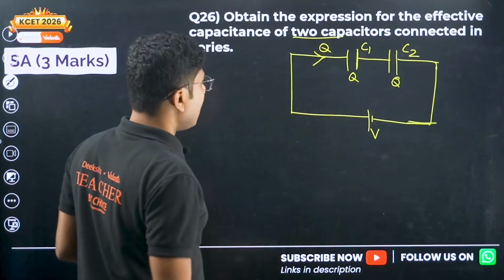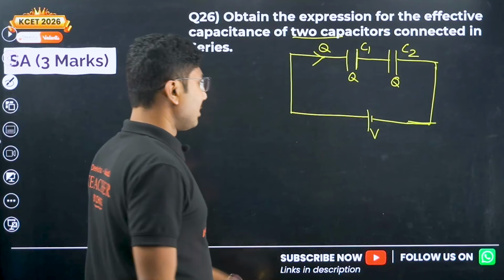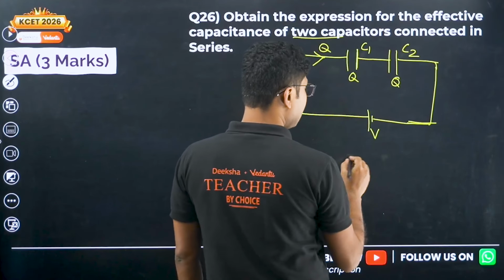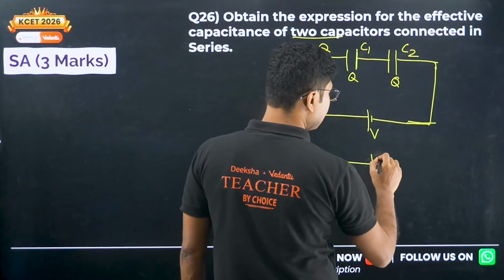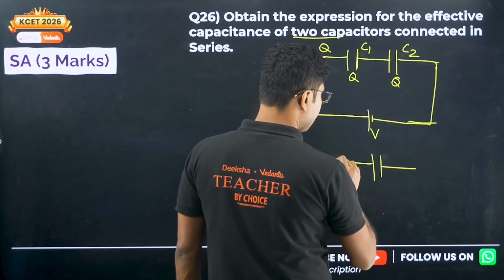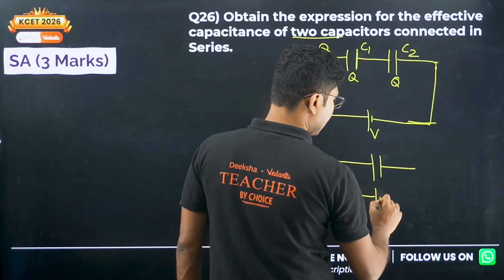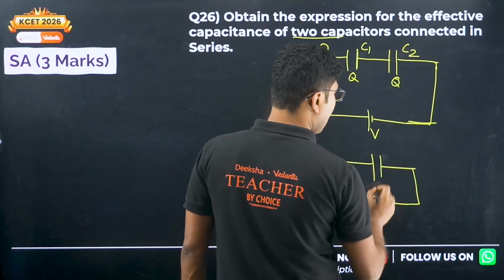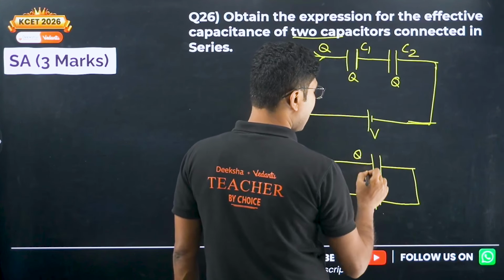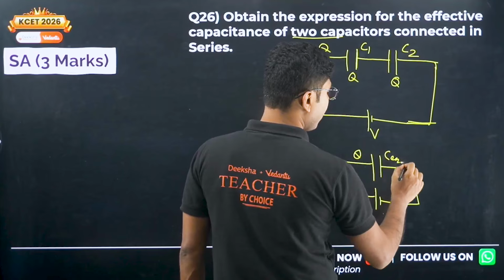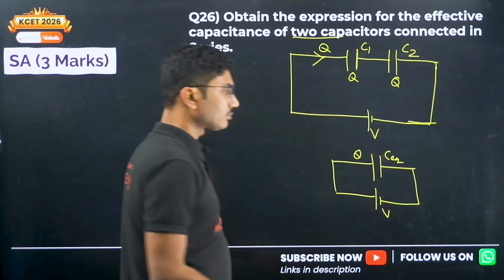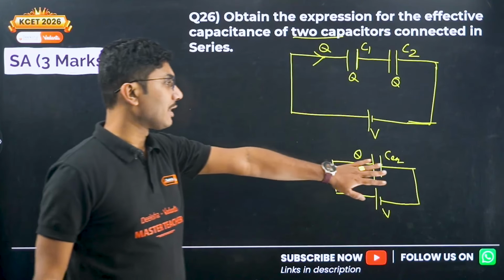Now we will start with the concept of equivalent circuit. The concept of equivalent circuit is when you replace the combination of capacitors using a single capacitor such that everything remains same. That means the charge in the capacitors remains same, and you applied the same voltage. So this is called equivalent circuit.